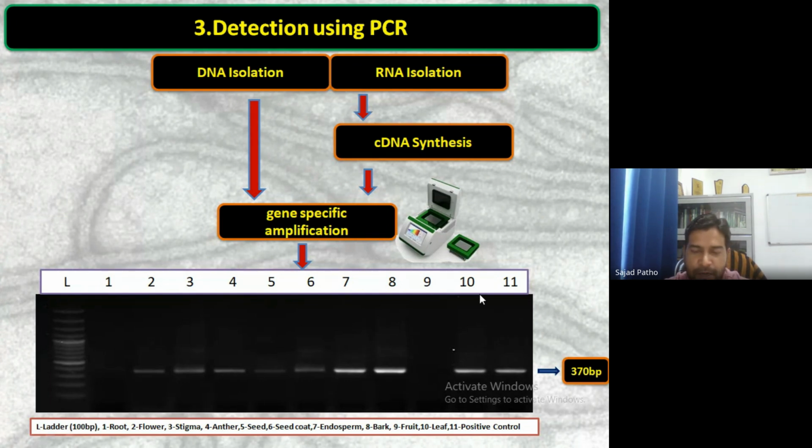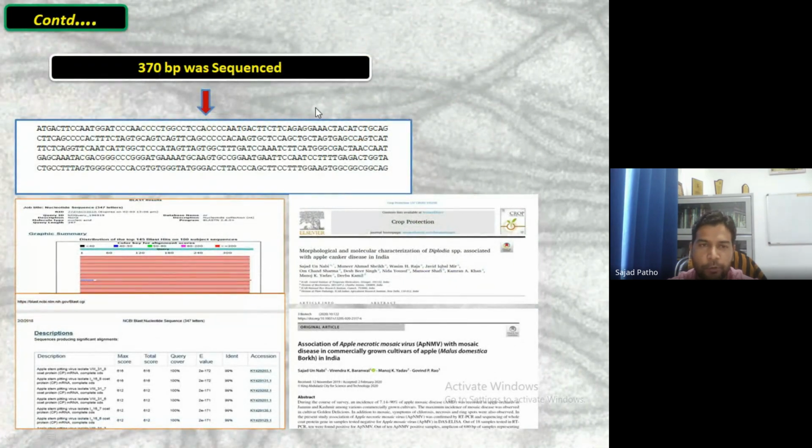So in case of fungus, we will take ITS, beta-tubulin, or elongation factor, and through PCR we will amplify that gene. After amplification, we can go for sequencing. After sequencing, there are n number of bioinformatic tools through which we can identify that pathogen. For example, we take this sequence and BLAST it in NCBI. After the NCBI BLAST, you can see that the virus we were targeting was apple stem pitting virus. So through this PCR and sequencing approach, we can identify the virus.